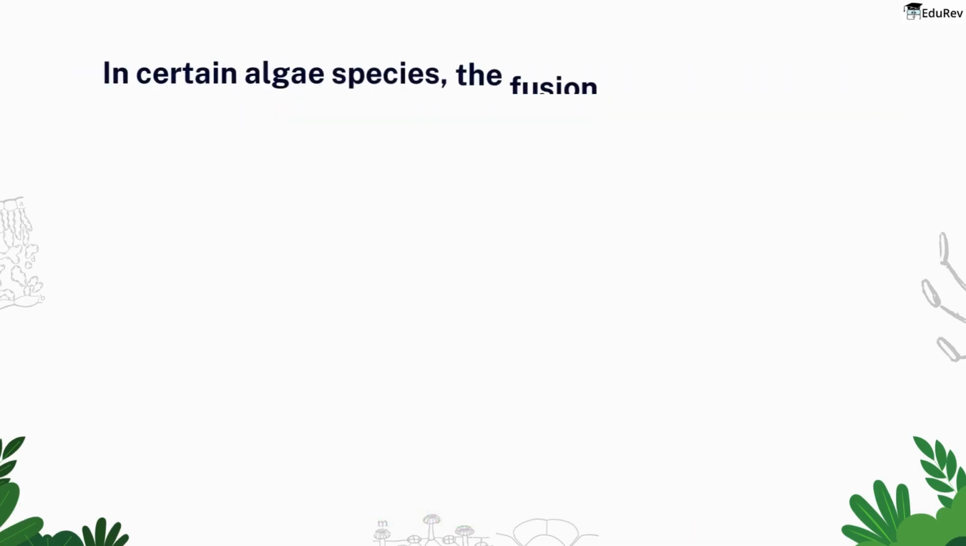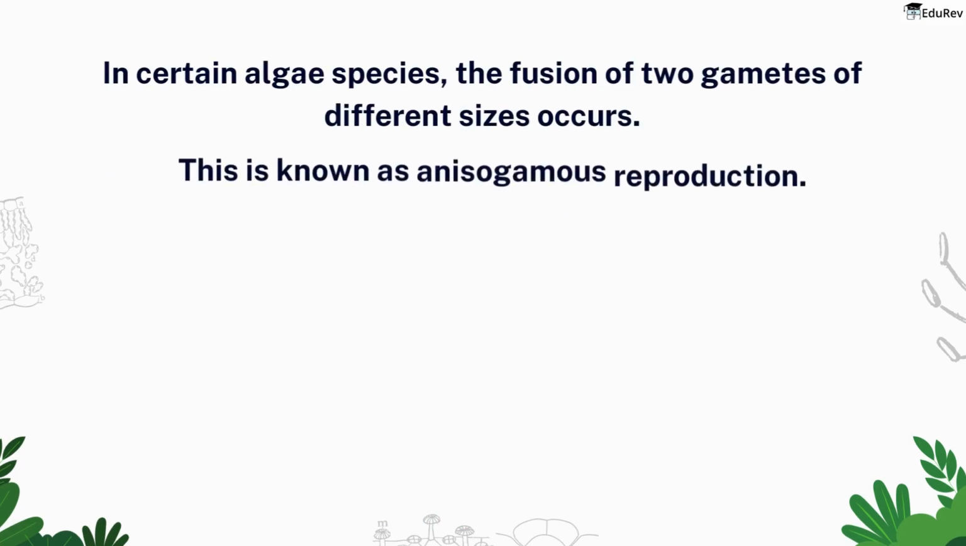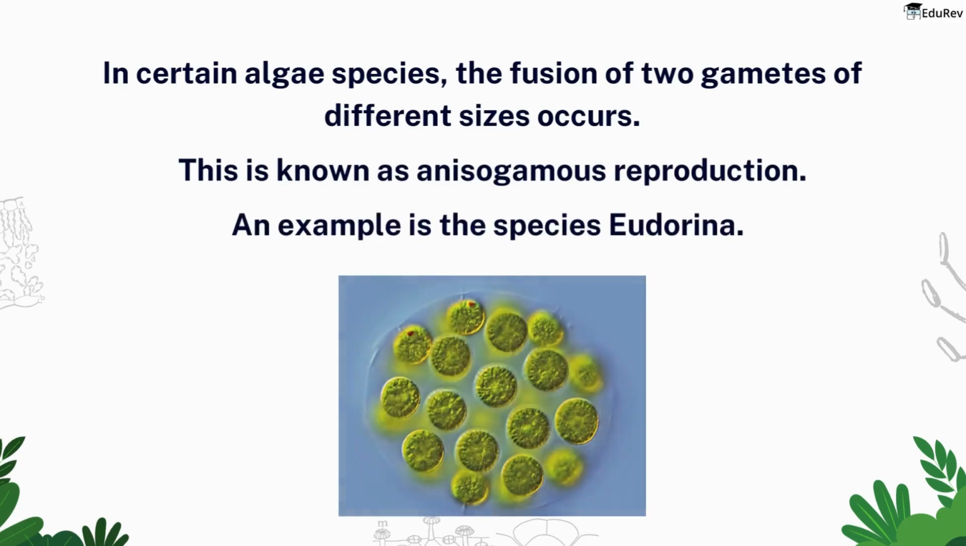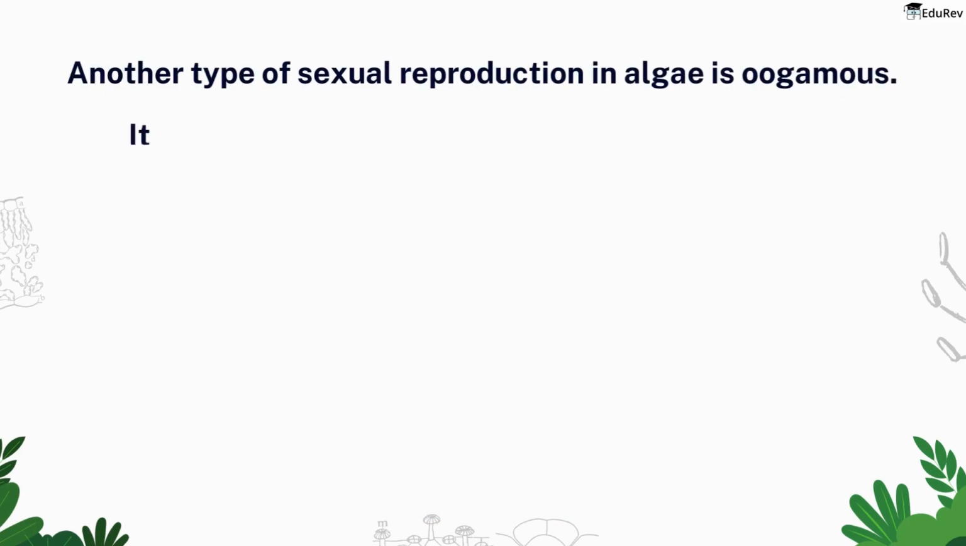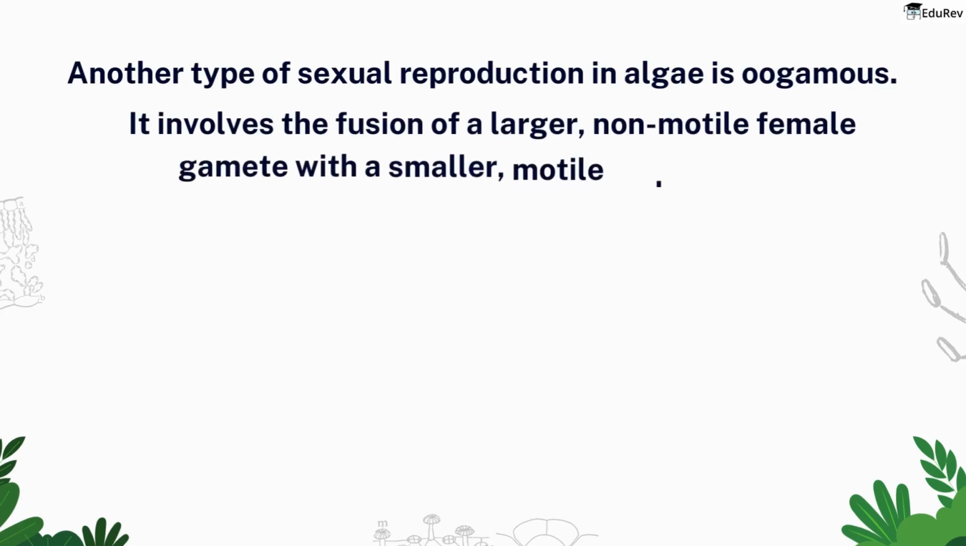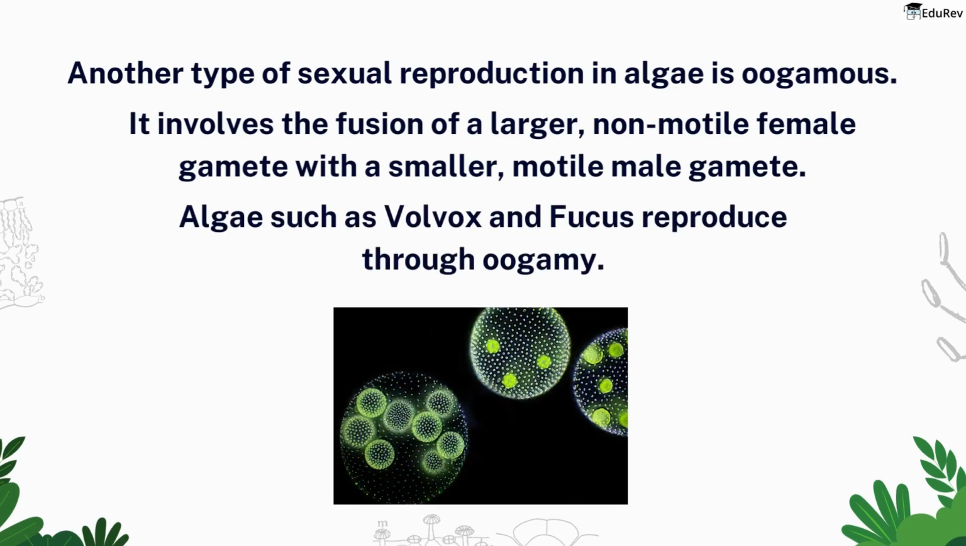Now, in certain algae species, the fusion of two gametes of different sizes occurs. This is known as anisogamous reproduction. An example is the species Eudorina. Another type of sexual reproduction in algae is oogamous. It involves the fusion of a larger, non-motile female gamete with a smaller, motile male gamete. Algae such as volvox and fucus reproduce through oogamy.